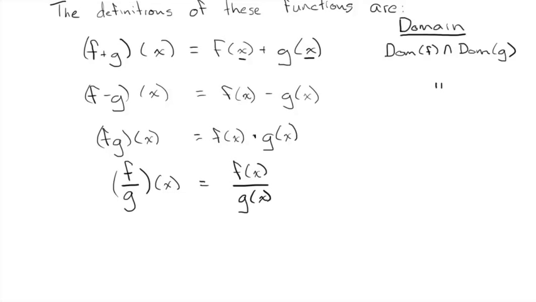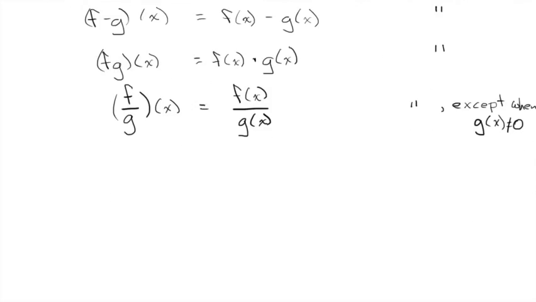Same applies for this function, and this function. There's one exception for division. You're going to exclude the case where g at x is equal to 0. The reason g at x cannot be 0 is because then you'd be dividing by 0, which we all know is not allowed. Okay, so now let's look at an example where we combine functions.